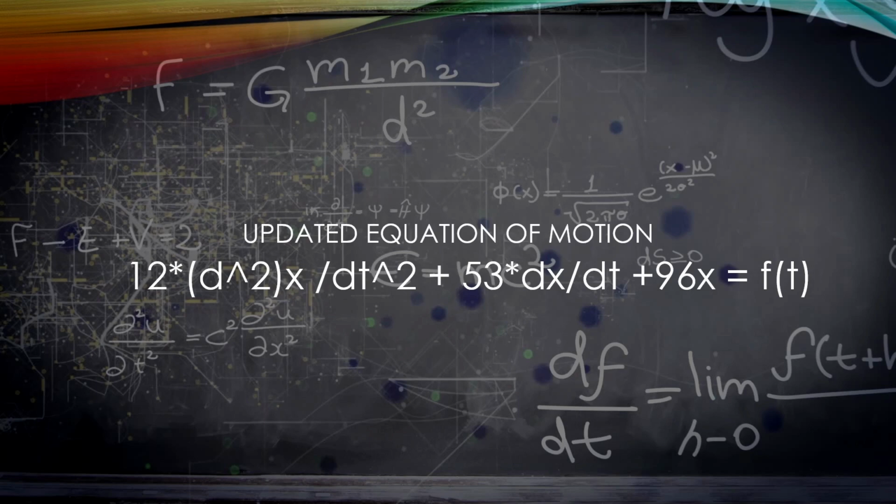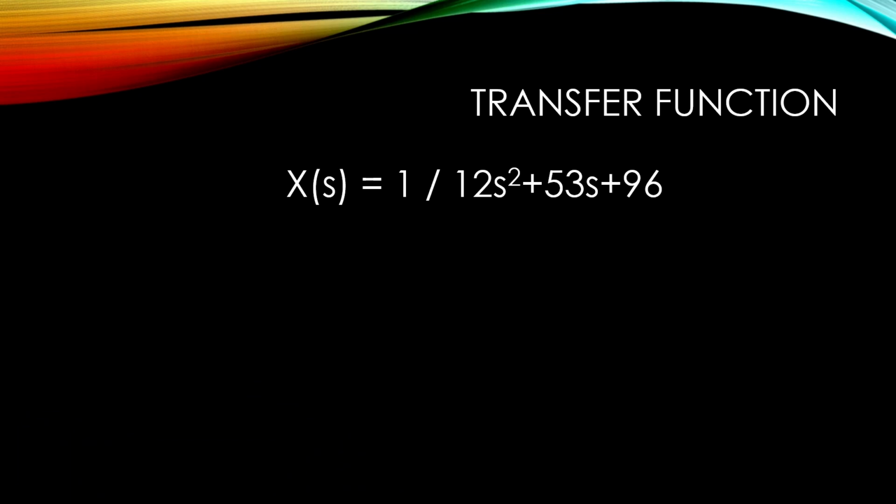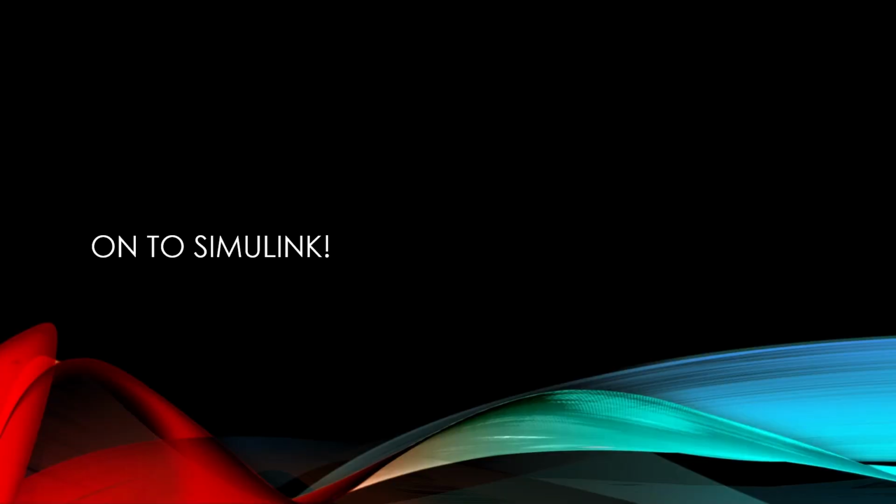Here is the updated equation of motion with our coefficient values. Now, using that equation, the next step that you can do is calculate the transfer function. We will use this transfer function in a later video going over an alternate approach for modeling a spring mass damper system. And now on to Simulink.